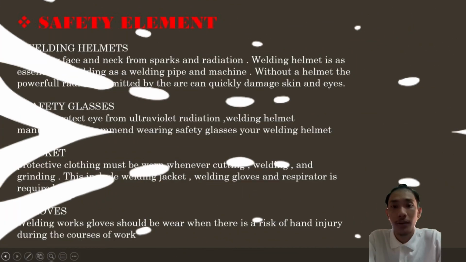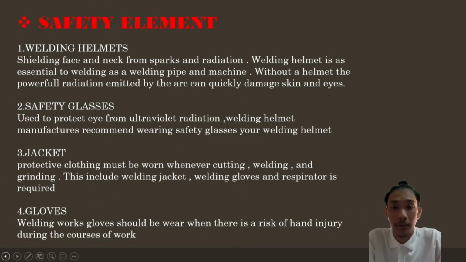Thank you. Now I will talk about safety elements. The first one is the welding helmet. The welding helmet is used to shield the face and neck from sparks and radiation. A welding helmet is as essential to welding as a welding pipe and machine. Without a helmet, the powerful radiation emitted by the arc can quickly damage skin and eyes.